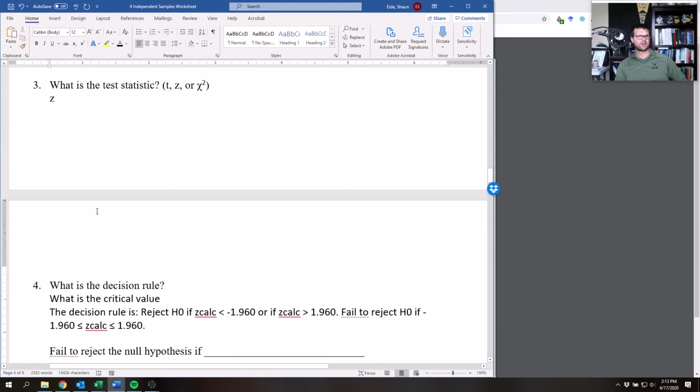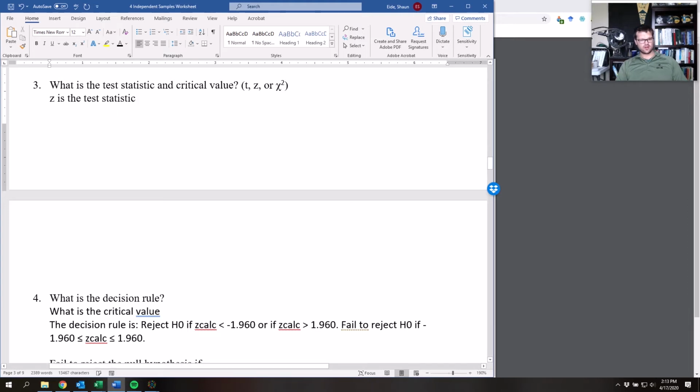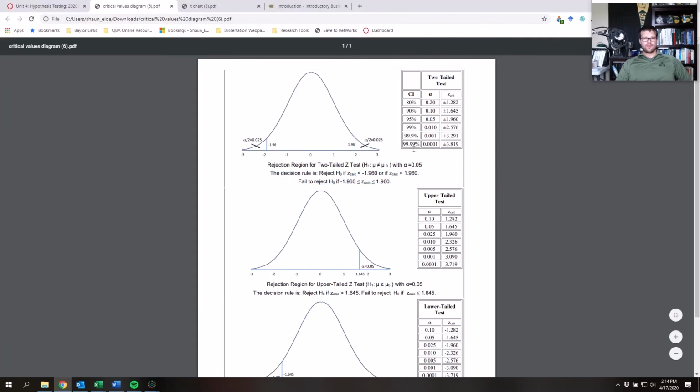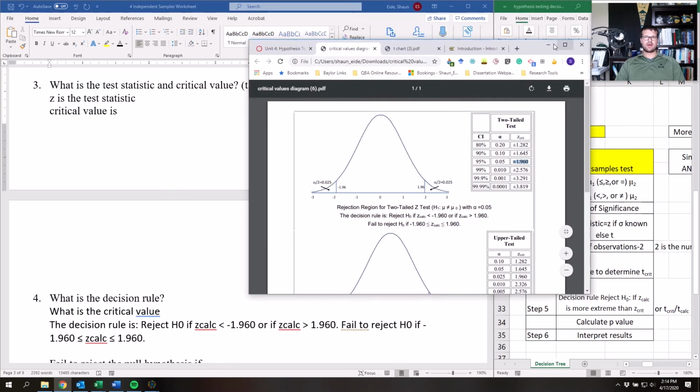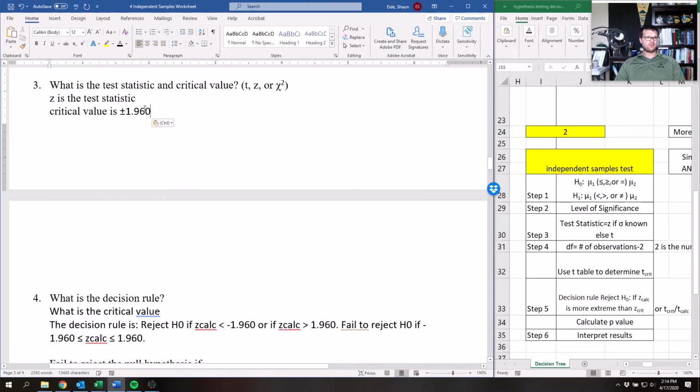I probably should have calculated it right here. What is the test statistic and critical value? Z is the test statistic, and the critical value, with a 5% chance of type 1 error, is plus or minus 1.96. So let's copy that. What is the critical value? Plus or minus 1.96. So we've got the critical value, and now we have the decision rule.